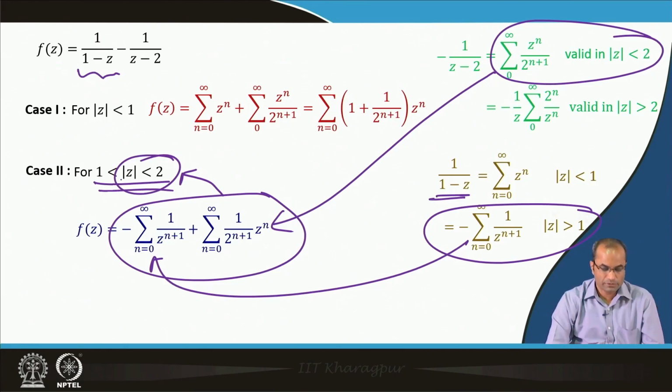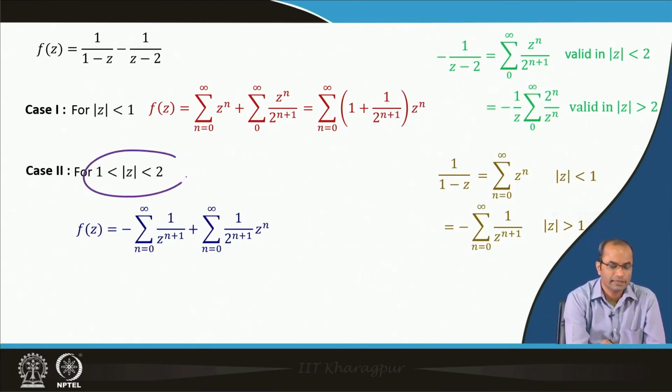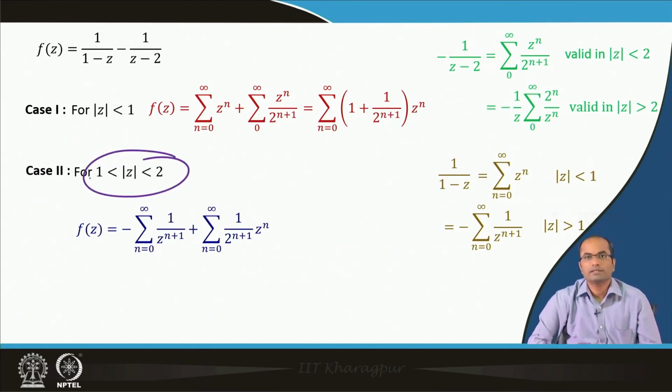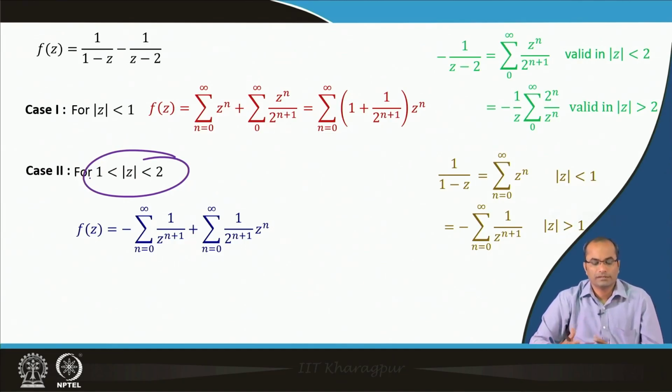So, we have another expansion here which is valid in this annulus, and what is interesting is that we now have both positive and negative powers in our expansion, and this is the typical scenario where we actually have the Laurent series containing positive and negative powers of z.